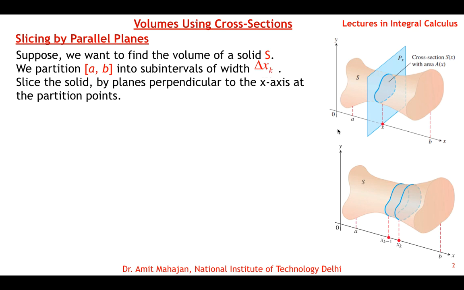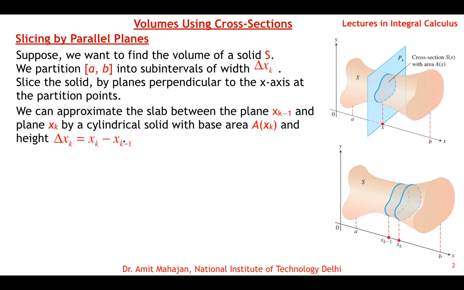At each of the points x0, x1, x2, and so on, we cut this solid with a perpendicular plane. So let this be, in general, any point of the partition, and we cut it with a plane. This will generate a cross-sectional area where the plane cuts the solid. We can approximate the slab between the plane xk minus 1 and the plane xk by a cylindrical solid with base area A(xk) and height delta xk.